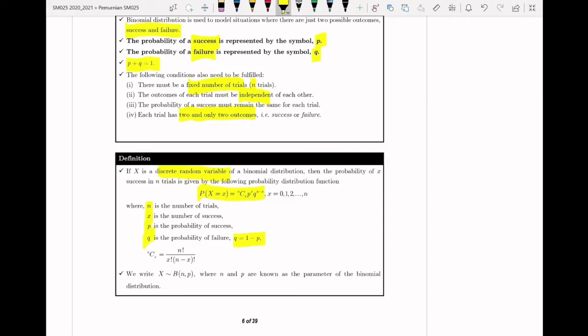nCx is equal to n factorial over x factorial times (n minus x) factorial, or we can just use a calculator. And we write binomial distribution like this, where n is the number of trials and p is the probability of success.